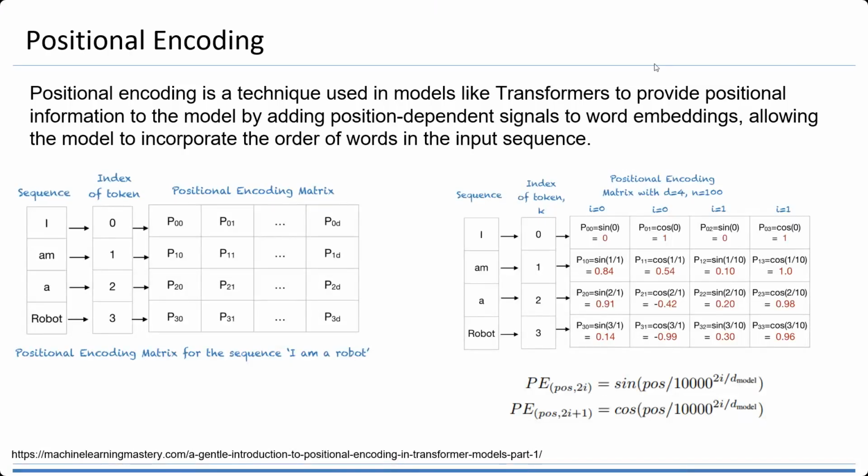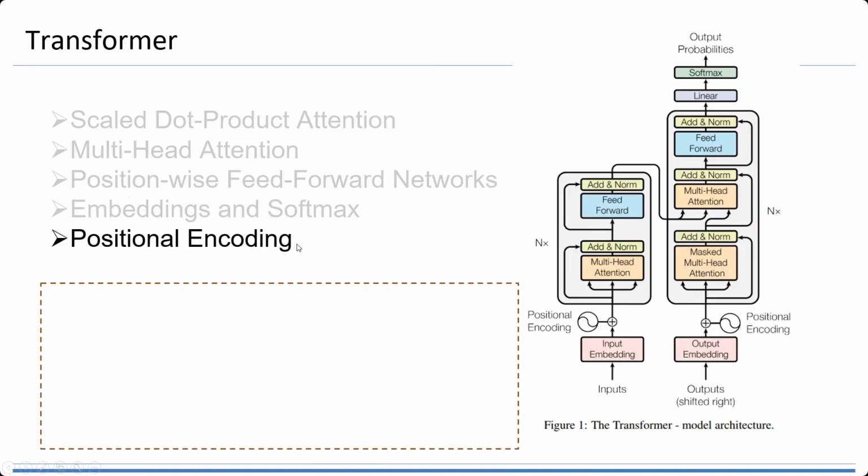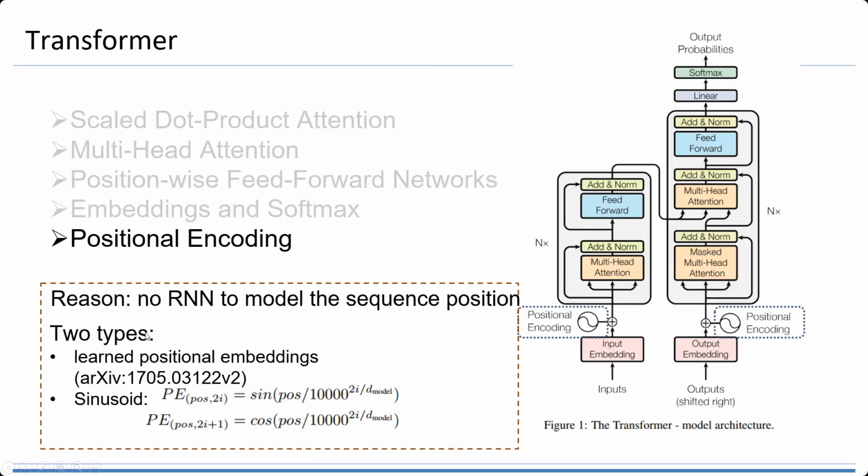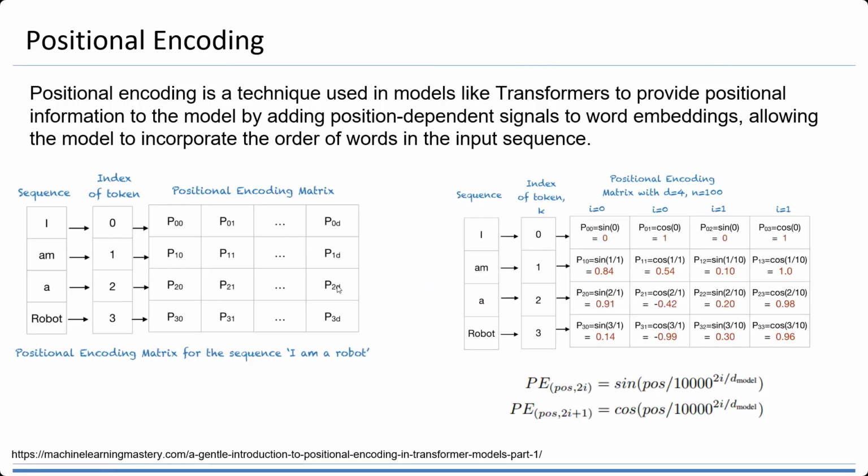Okay, let me continue. For the positional encoding, based on the types, we know that there are two types of positional encoding. First is the learned positional embedding, and the other is using the sinusoid. So the positional encoding is a technique used in models like transformer.